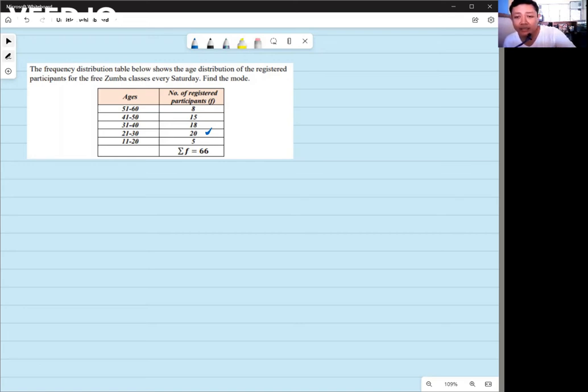So, look at your class interval. This is our focus now. What is the modal class of this class intervals? Which of them is the modal class? Which range or which interval contains the most number of frequency? Type it in the chat box, please. Of course, very good. That's 21 to 30. Kasi yun yung katapat ni 20 na frequency natin. So that becomes our modal class. This is now our modal class. Okay? Got it?